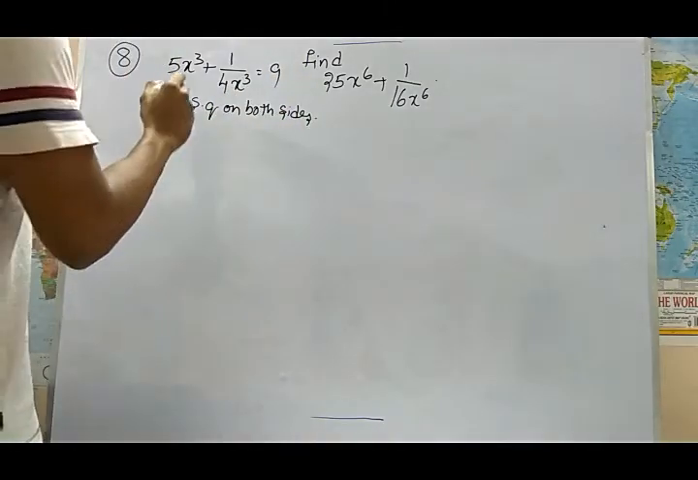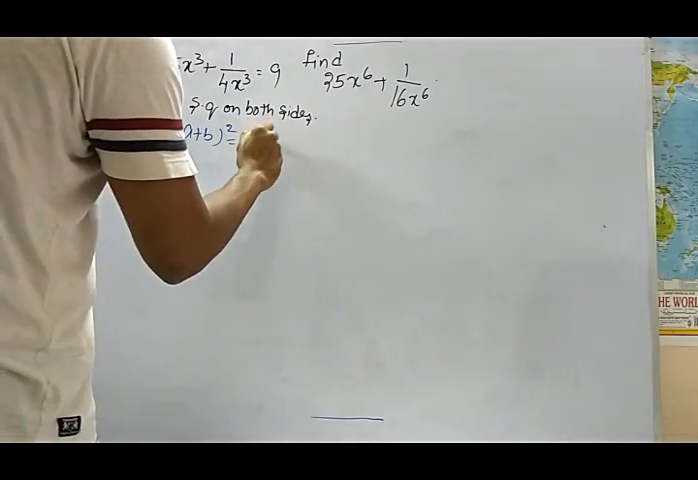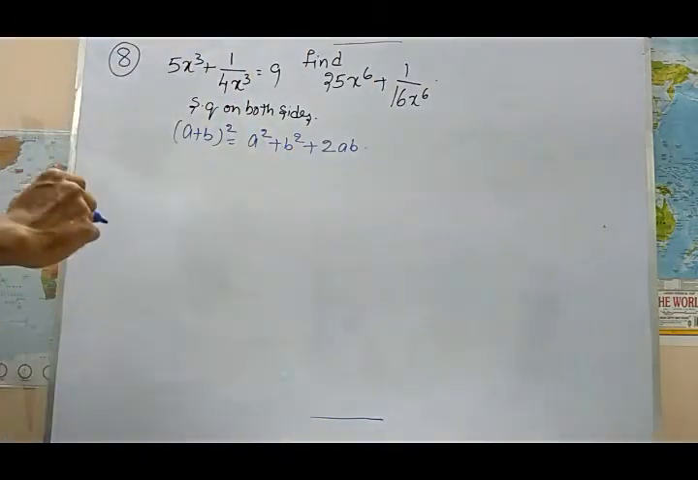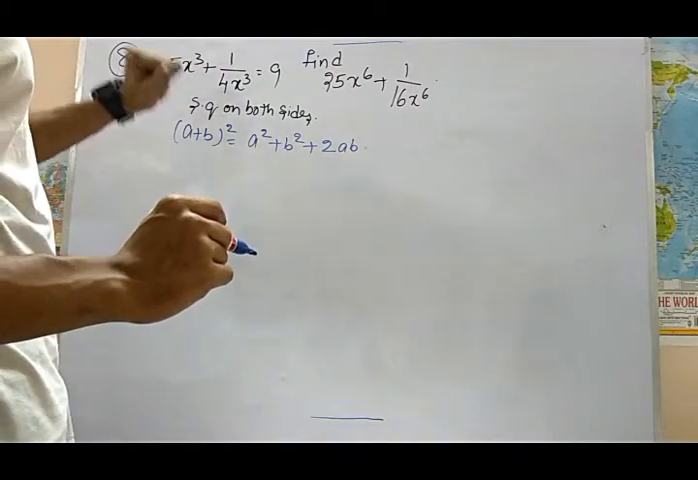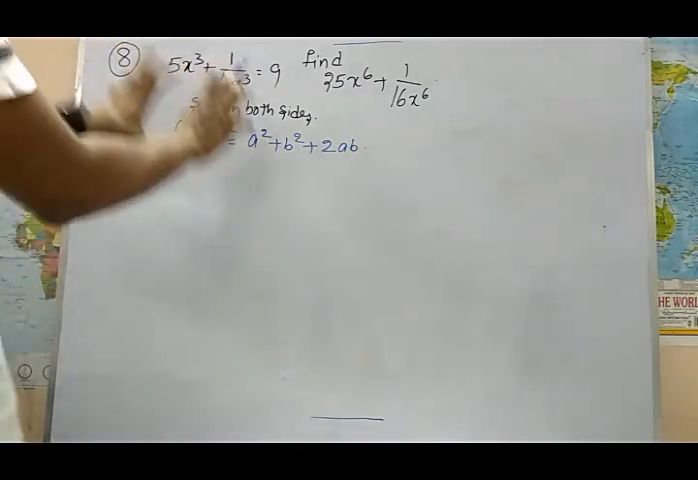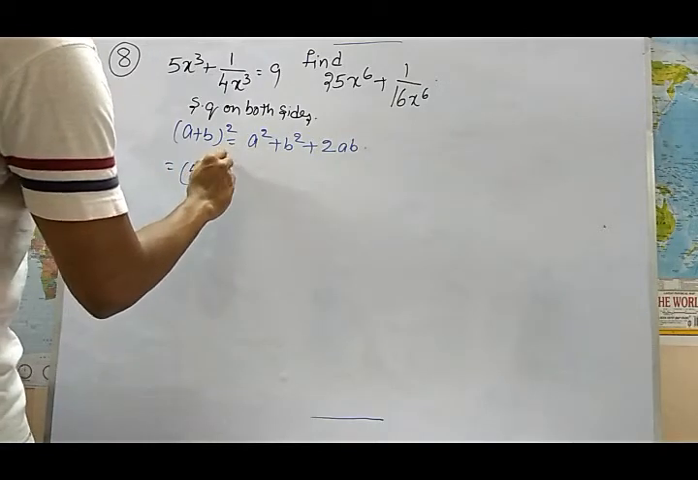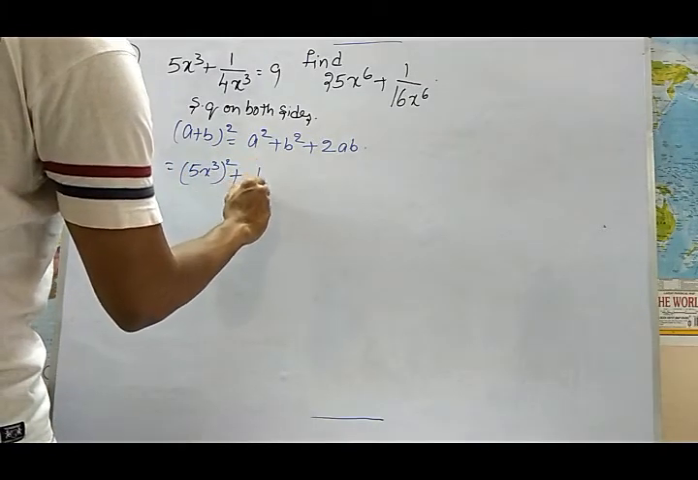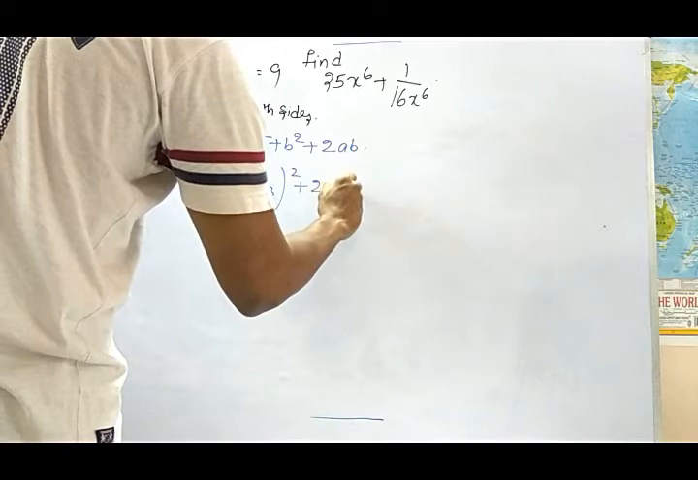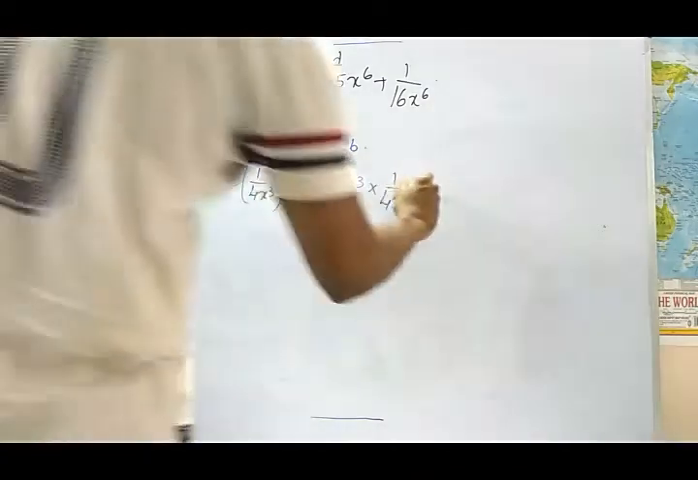So what we get in squaring on both sides? We need to apply the a plus b whole square formula. What is the a plus b whole square formula? a square plus b square plus 2ab. So what is a here? a here is 5x cube and b here is 1 by 4x cube. So what is a? 5x cube whole square plus 1 by 4x cube whole square plus 2 into 5x cube into 1 by 4x cube equal to 9 square.